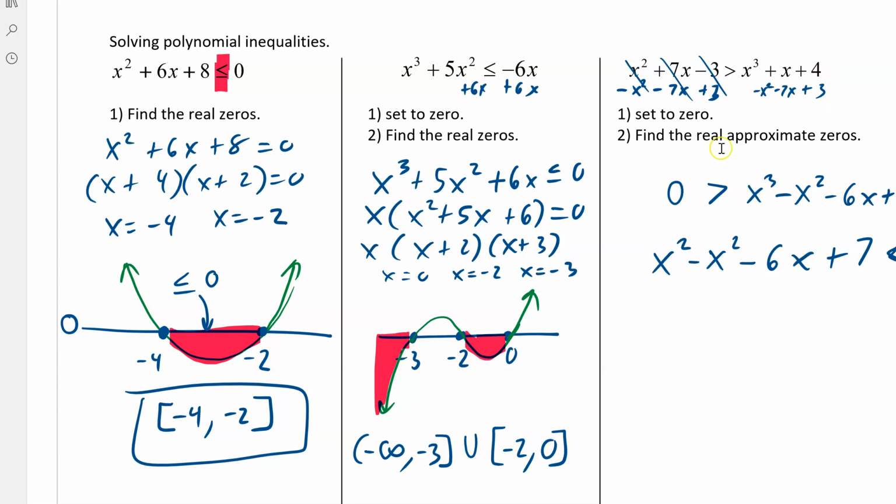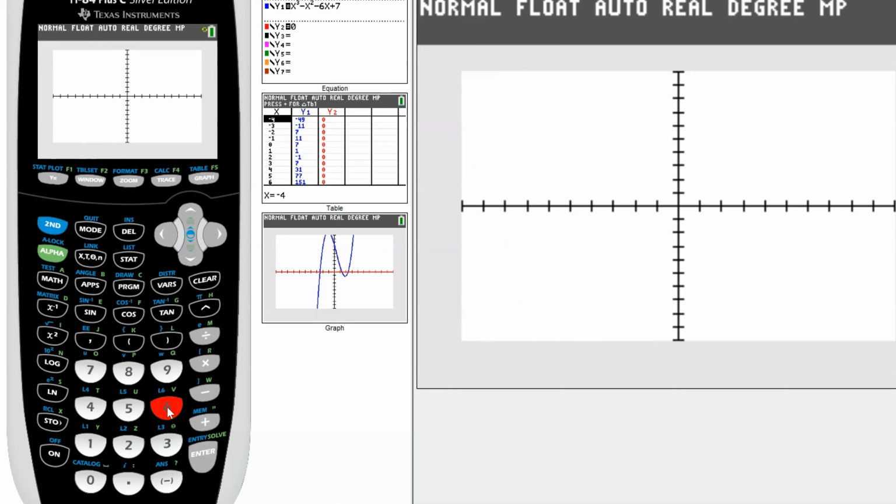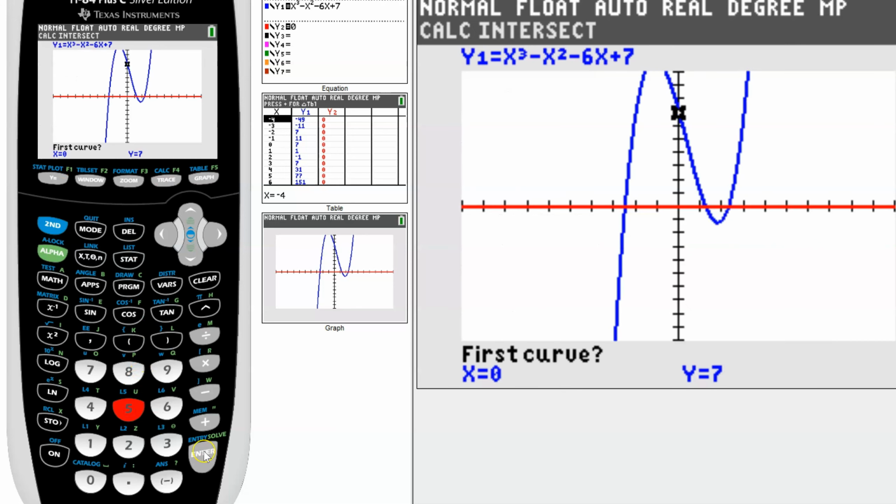And on this one, it says find the real approximate zeros. So what that means is this is not going to be nice. And so we're going to need to use our graphing calculator to find our zeros. So we'll hit zoom 6 to graph it. And since I have the y equals 0 line, I don't have to use the 0 function. I can just do second calc and then find the point of intersection. So between the blue and the red, it intersects at that one. So 1.22 is one of them.